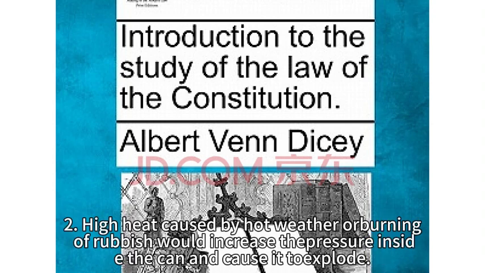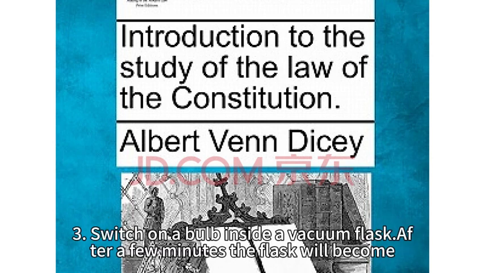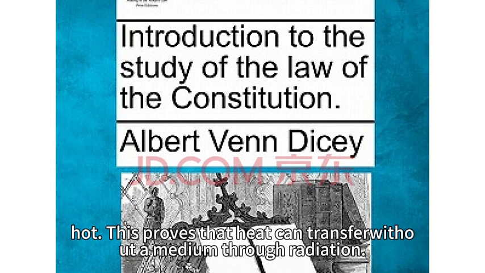2. High heat caused by hot weather or burning of rubbish would increase the pressure inside the can and cause it to explode. 3. Switch on a bulb inside a vacuum flask. After a few minutes the flask will become hot. This proves that heat can transfer without a medium through radiation.